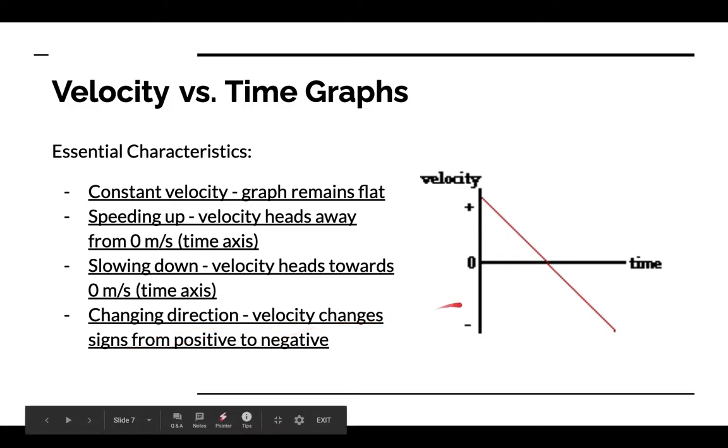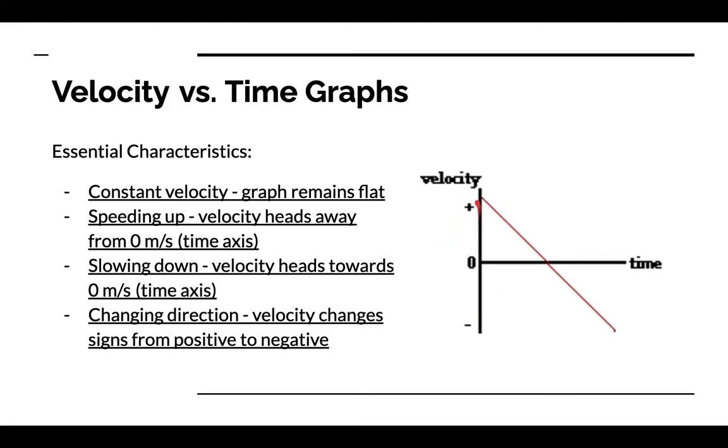So if we look at this graph right here, we can see that we're heading in the positive direction, okay, at first, because our graph is in the positive section of our velocity axis, okay? And then now we're starting to slow down because our graph is heading towards 0. It's heading towards this time axis. All right, and then at this spot right here, we change direction because our velocity is changing from positive to negative, okay? And then after this time, we are starting to speed up again because now our graph is heading away from 0. It's heading away from the time axis.